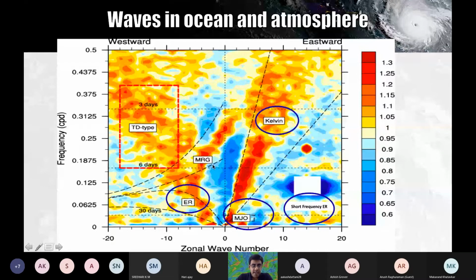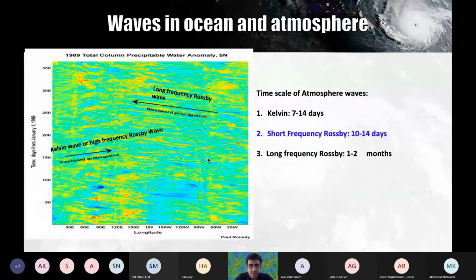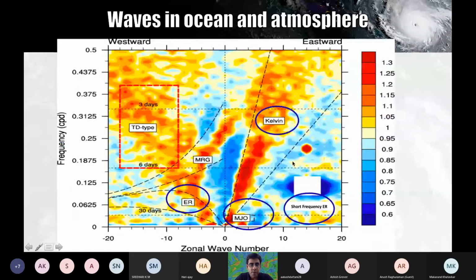All the other types of waves are dispersive. Okay, so MRG is mixed Rossby gravity wave, and this mixed Rossby gravity wave has a very unique signature where it will have a twin system. So what MRG, the signature of MRG wave is that near the equator, it will allow for twin system formation. So it will form a system in the northern hemisphere, and at the same time, it will also form a system in the southern hemisphere.